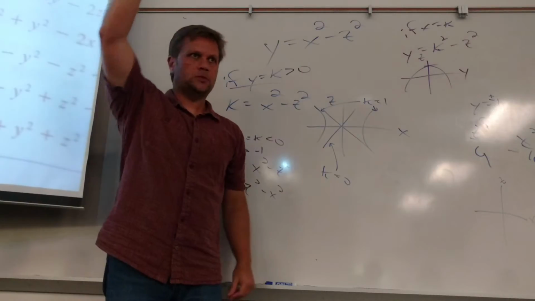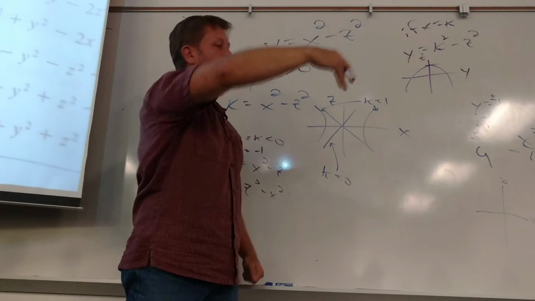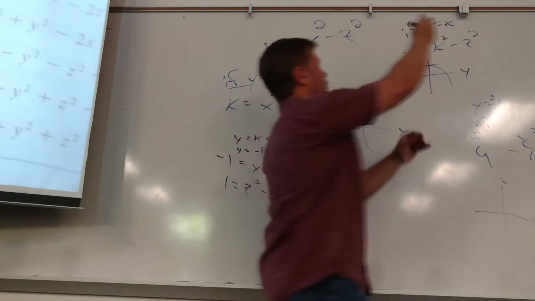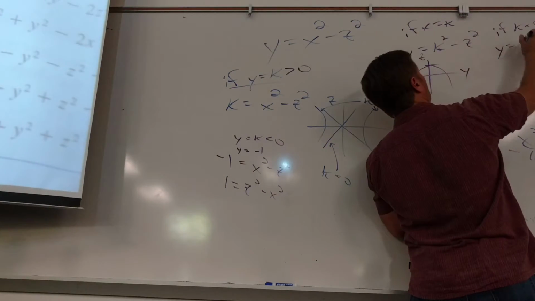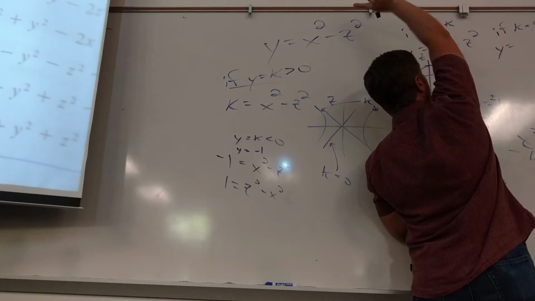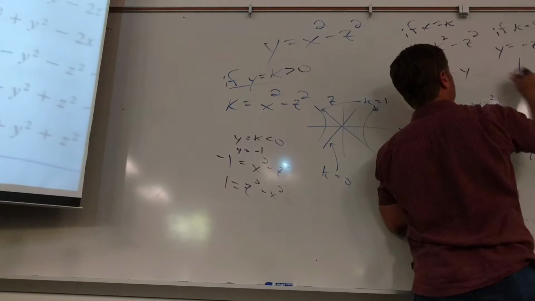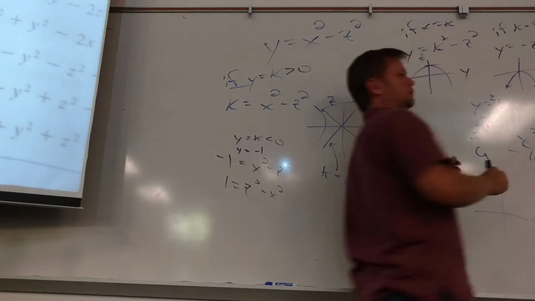And again, you could be more specific and say let k equal 0. If k equals 0, what is it for k equals 0? Y equals negative z squared. That's just a beautiful, bam.